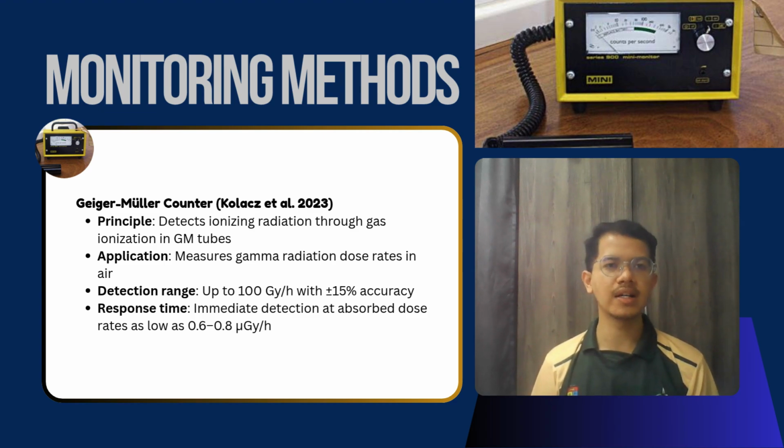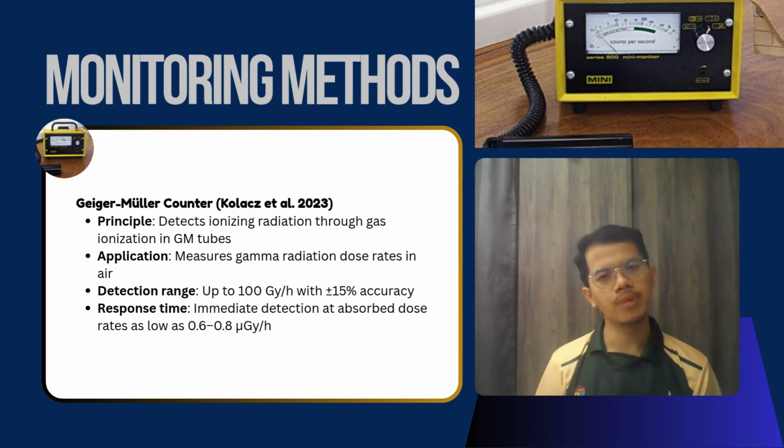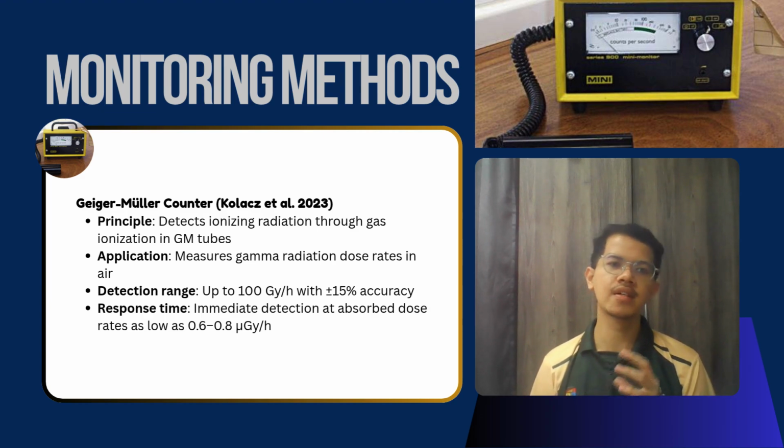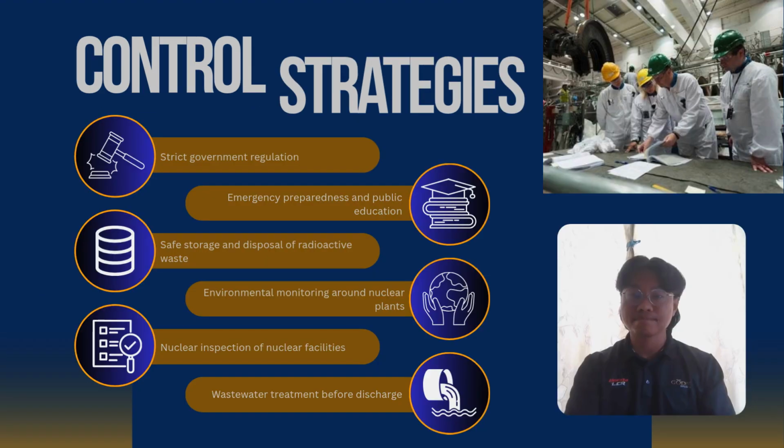So the authors also highlighted that the response time is immediate, with detection possible at absorbed dose rates as low as 0.6 to 0.8 microgray per hour. So this fast response, right, is important in emergency situations because it allows for immediate activation of protective measures when a high radiation background is detected.